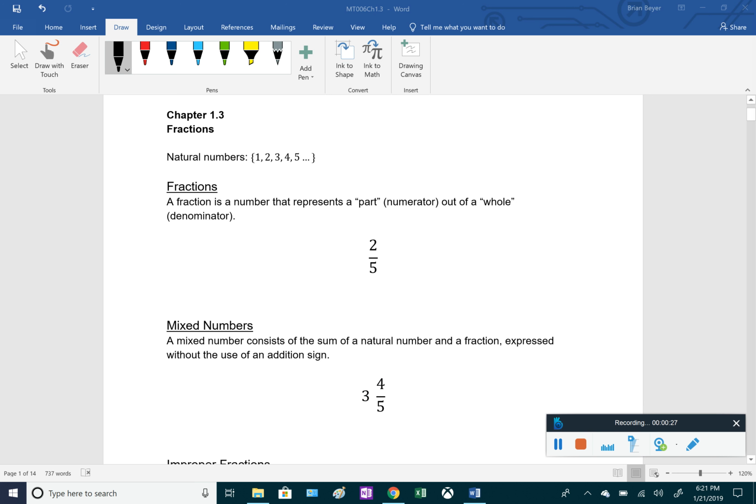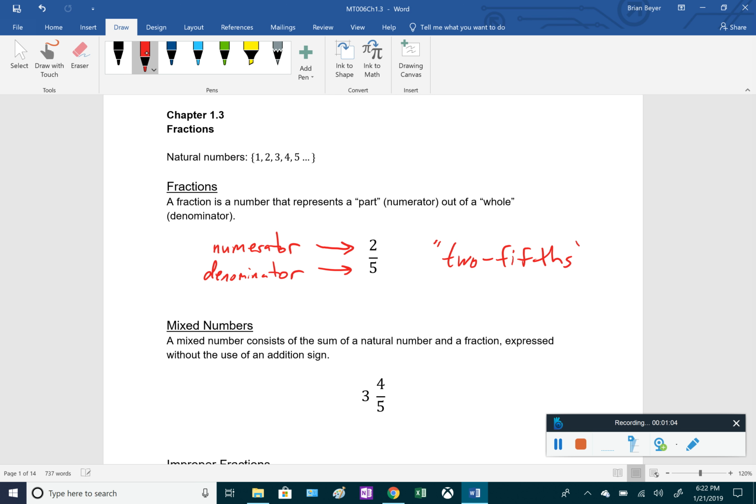Okay, so jumping into fractions now. I'm sure most of us know about fractions, but a fraction is just a number that represents a part out of a whole. The part is the numerator and the whole is the denominator. So for example, if we have this fraction right here, 2 over 5, the 2 is the numerator and the 5 is the denominator. You can read this just how I read it, 2 over 5, or you can read it as 2/5, or 2 divided by 5.